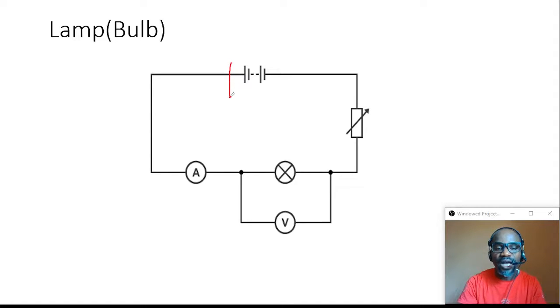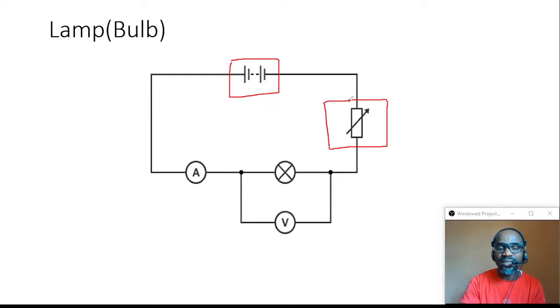The first one I am putting in a square box here is the symbol for the battery. That's the source of energy to this circuit. Then the second one is a variable resistor. A variable resistor varies the values of voltages obtained from the voltmeter. And then we have the lamp. This is the symbol for the lamp.